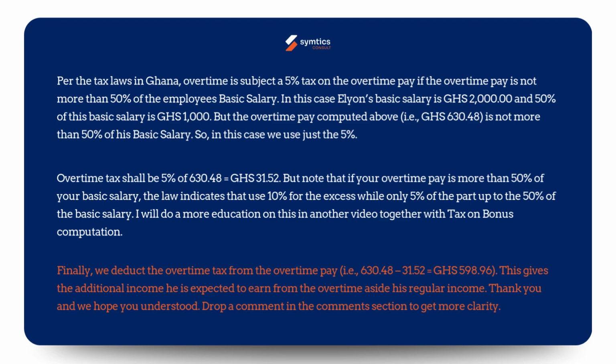But note that if your overtime pay is more than 50% of your basic salary, the law indicates that you use 10% for the excess, while only 5% applies to the part up to the 50% of the basic salary. I will do more education on this in another video together with tax on bonus computation. Finally, we deduct the overtime tax from the overtime pay, i.e., 630.48 minus 31.52 equals 598 Ghanaian cedis and 96 pesewas. This gives the additional income he is expected to earn from the overtime aside from his regular income.